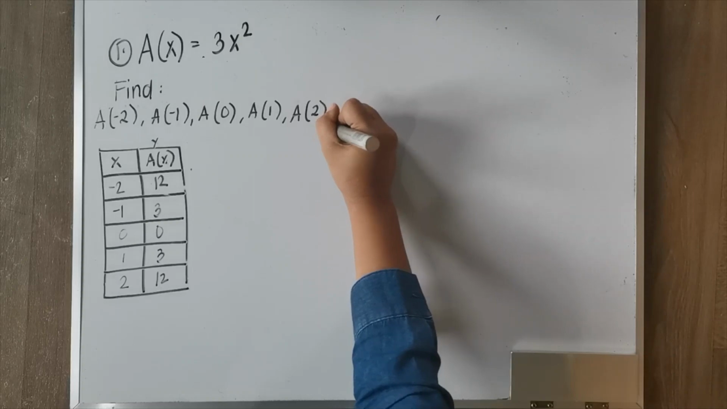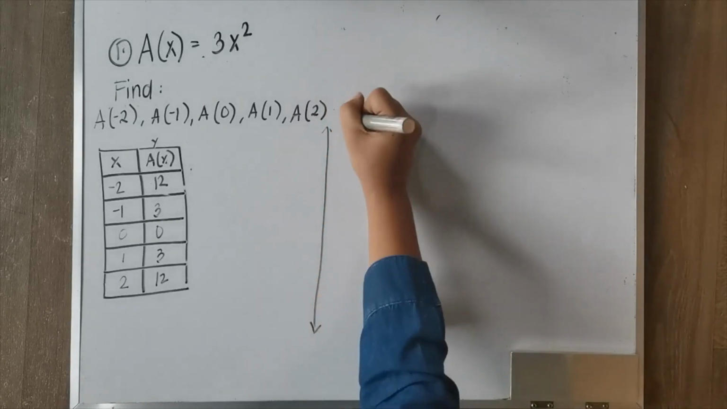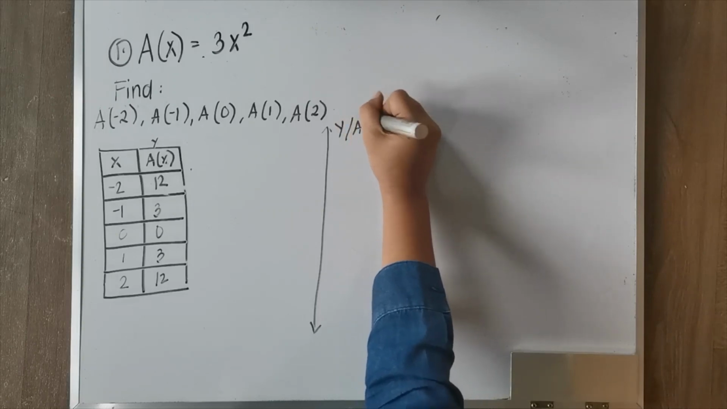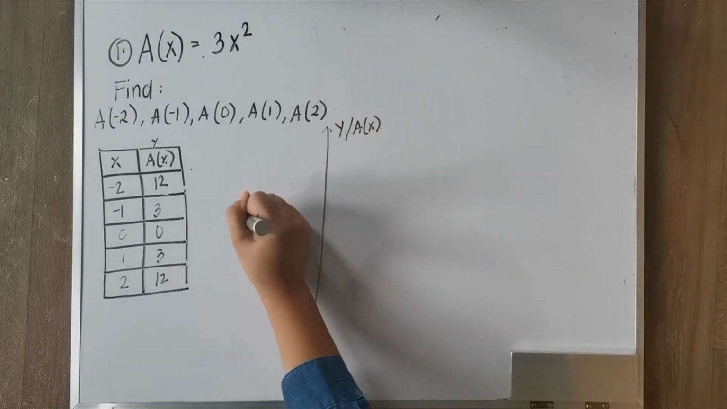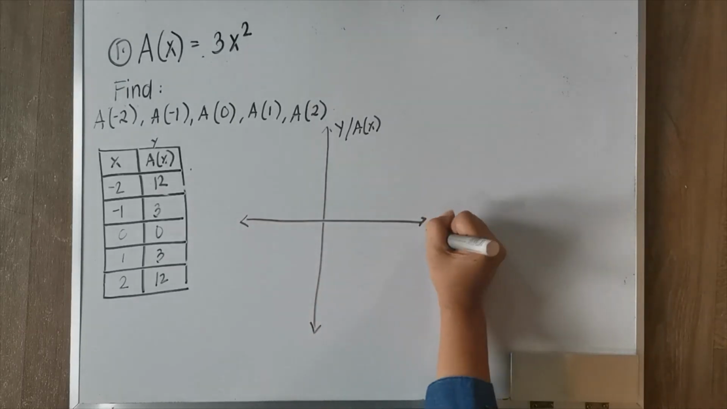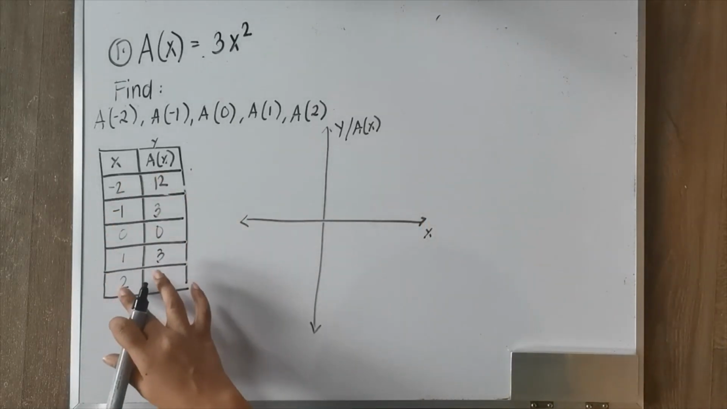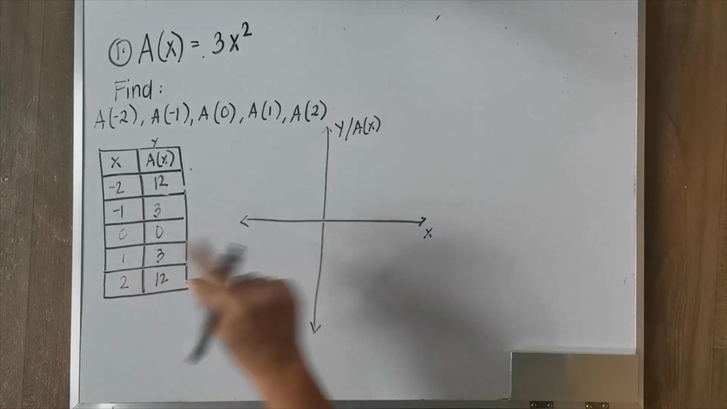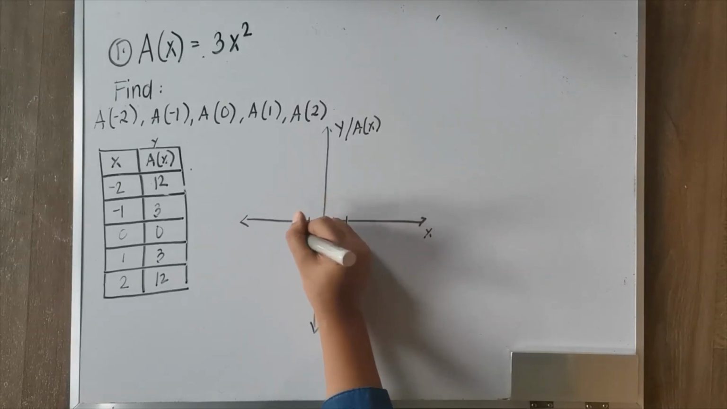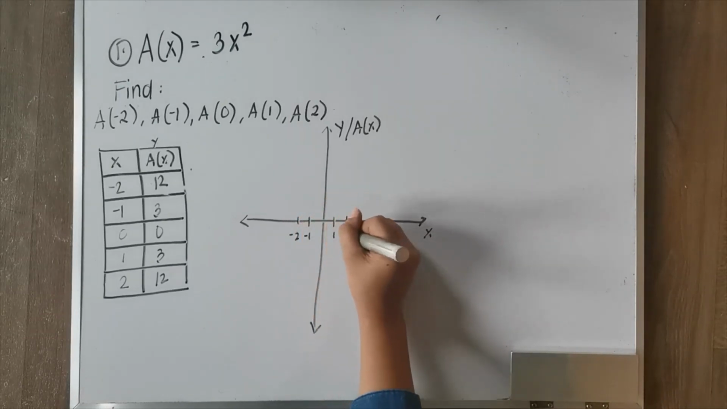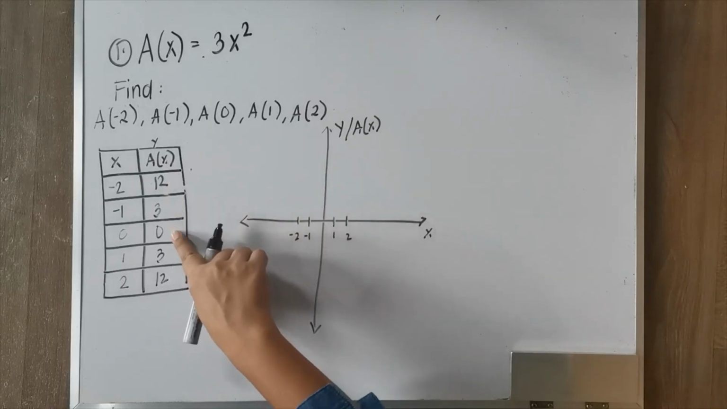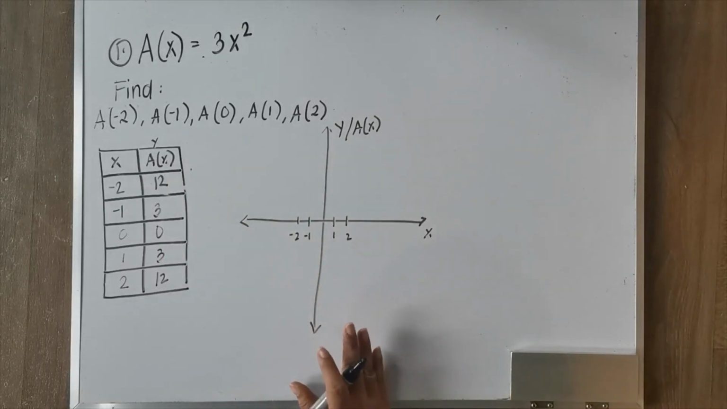So we're just going to create our vertical axis. So this is your y, or this is also your a of x. Okay, and we'll have here, this is our x. So for the x values, we have here from negative 2 to positive 2. So I will use an interval of 1. And for the y-axis, we have a maximum of 12 and a minimum of 0. No negative values for y.